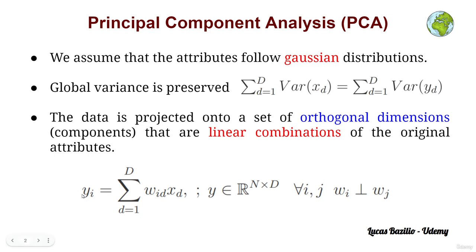So here we see a representation of how we can calculate this new dimension y. This orthogonal dimension y is nothing more than a linear combination of the original attributes. Here the original attributes are this x with subindex d. We know that these dimensions are orthogonal, as we see here, since each pair of dimensions on the PCA will form an angle of 90 degrees, which is a perpendicular angle.